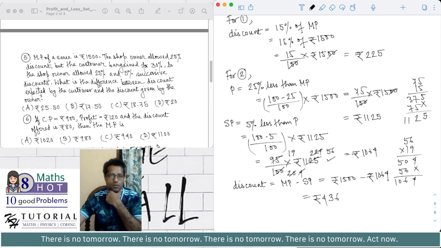The shop owner allowed 25% discount, but the customer bargained for 30%. So the shop owner allowed 25% and 5% successive discounts. What is the difference between discount expected by the customer and the discount given by the owner?